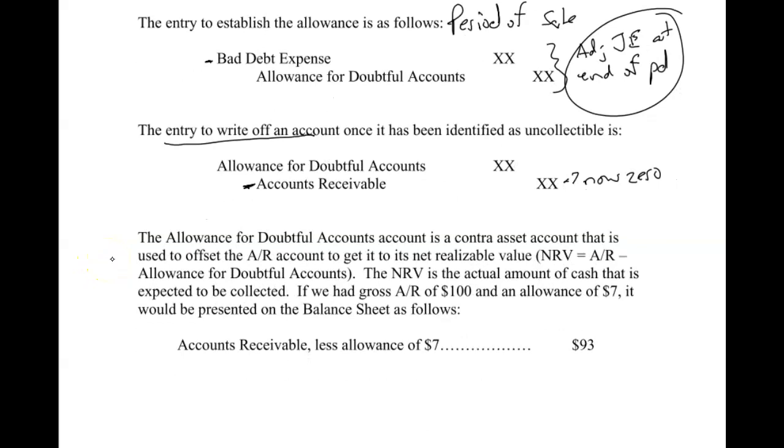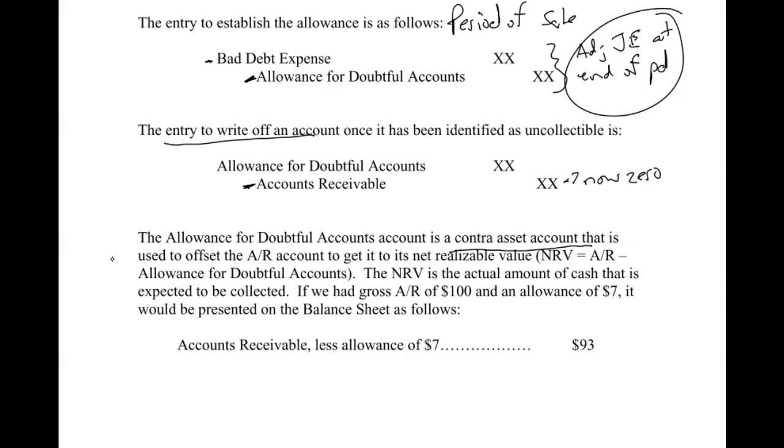So the allowance for doubtful accounts is a contra asset account. Remember, contra asset. That's why we see up here when we first establish it, it's a credit balance. Assets are debit balance. Contra asset would be a credit balance. It's used to offset the accounts receivable balance to get the net value that we expect to realize. So the net realizable value is the accounts receivable less the allowance for doubtful accounts.